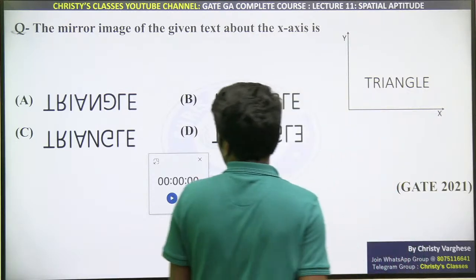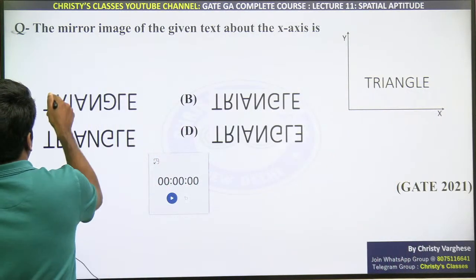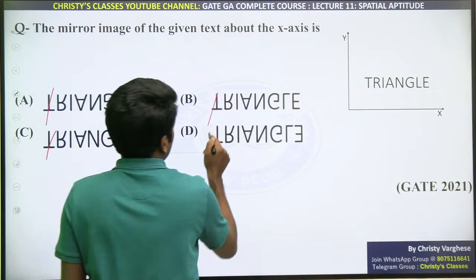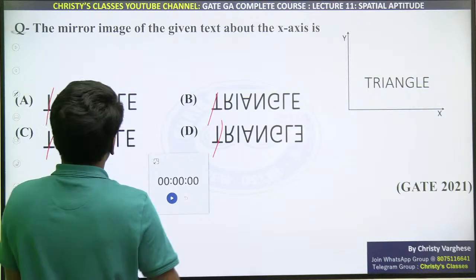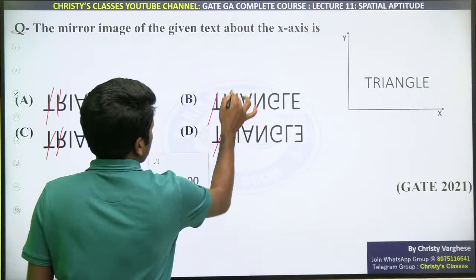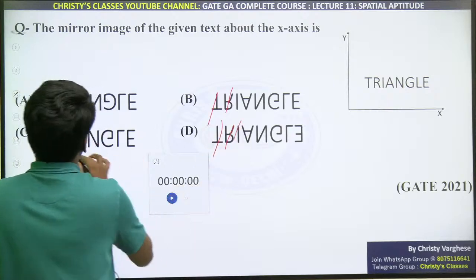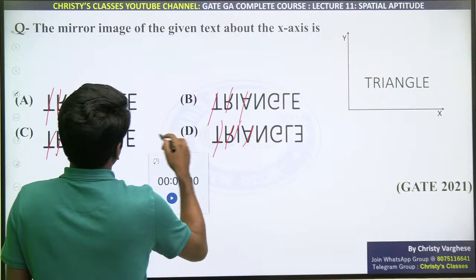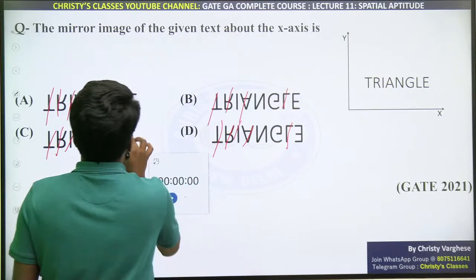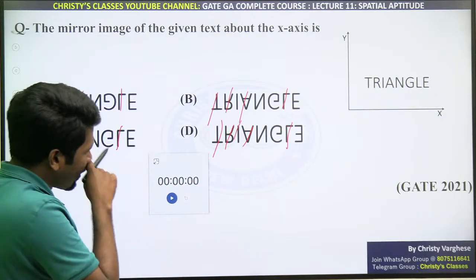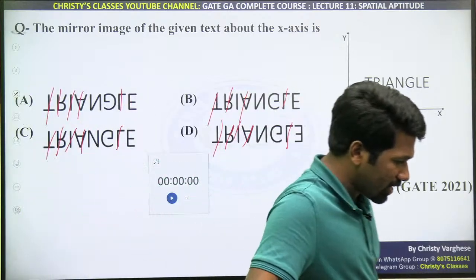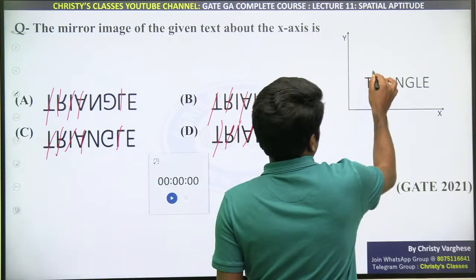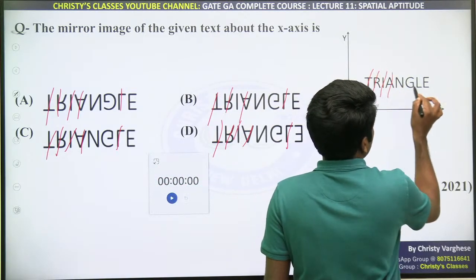So here, first of all, by elimination, which letters are common? We can delete those first. T, T, T, T is the same in all four. R is also the same in all four options. I is also the same. A is also the same. Can you see that? Then E is different, L and B are the same, G is different, N is different, E is different. So only three different letters are there: G, N and D. Delete all the other letters and analyze G, N and D.